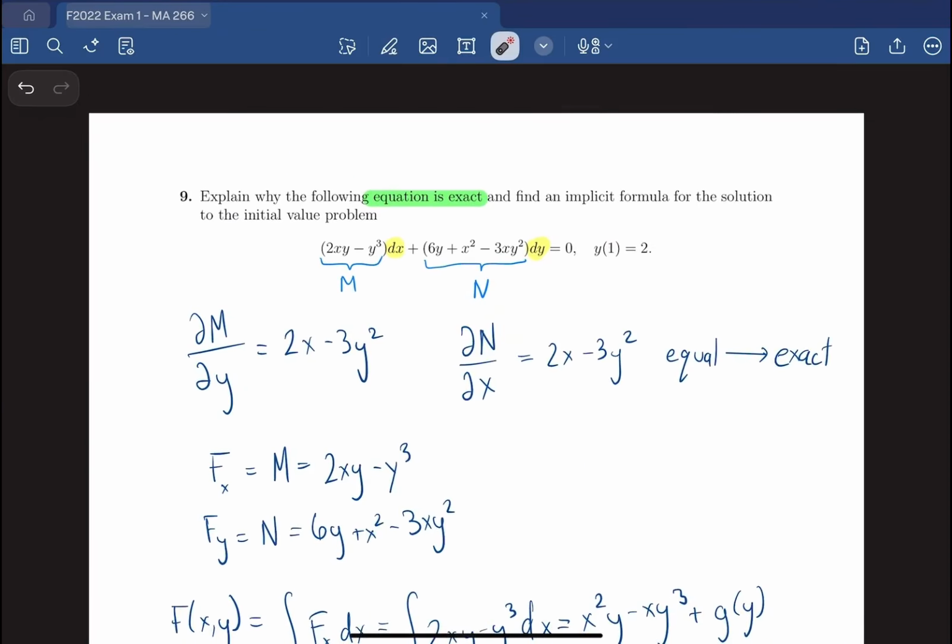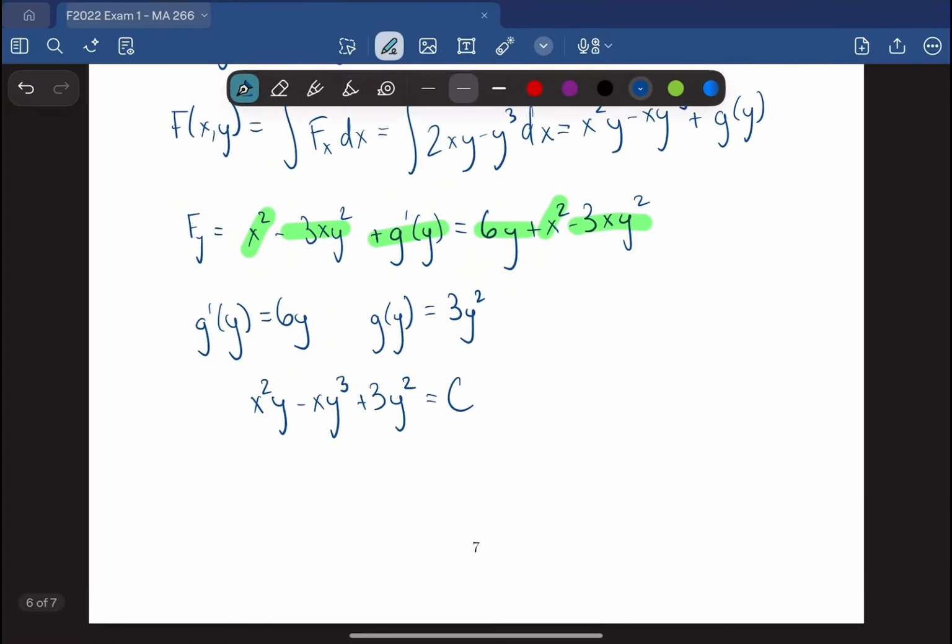and they've given us an initial condition y of 1 equals 2. So 1, 2, y of 1 equals 2. And so we can literally just plug both of those numbers in and find c. So we're going to have 1 times 2 minus 1 times 8 plus 3 times 4. And that's going to be, what, 2 minus 8 plus 12. 2 minus 8 plus 12, that's 6. And so now we found c as 6.